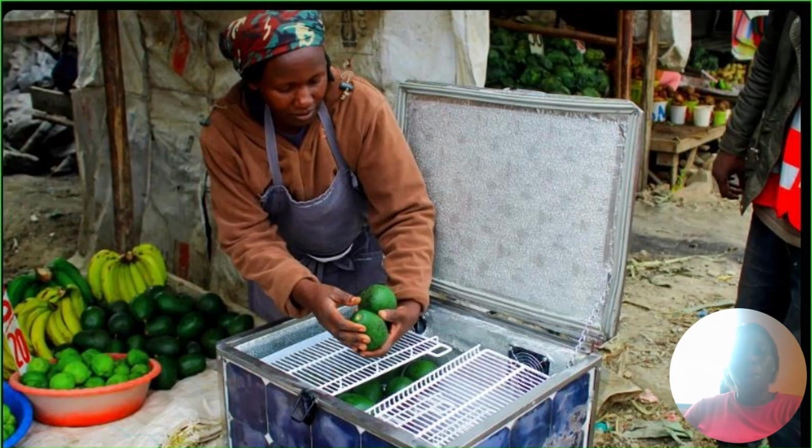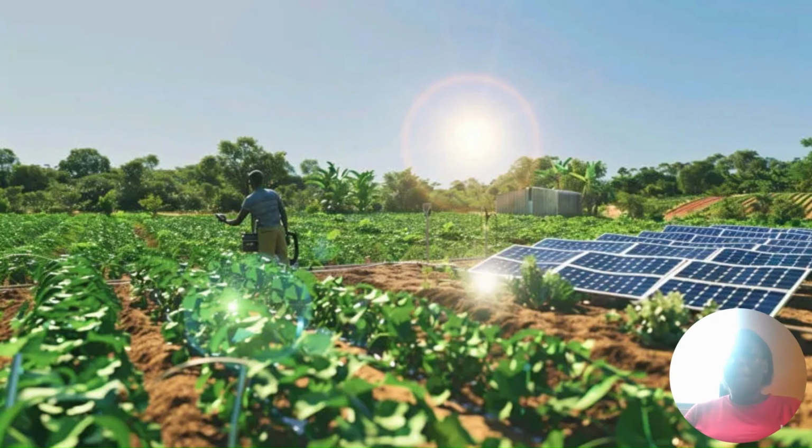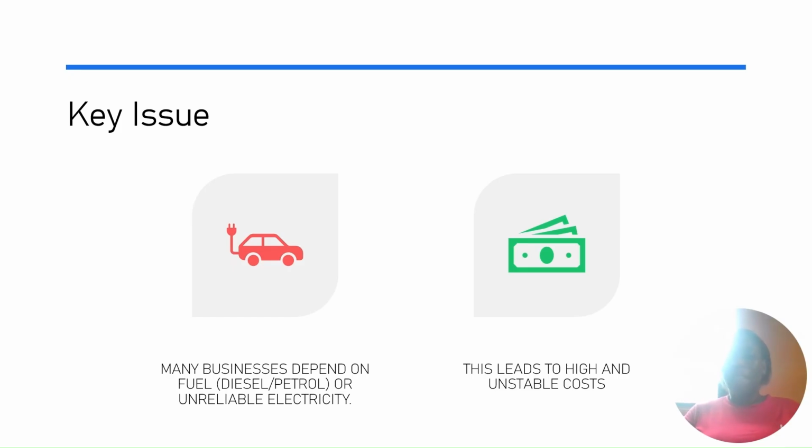This is a picture of a woman trying to preserve her avocado using a solar refrigerator. There's also a picture of a farmer using solar panels to generate water for irrigation purposes. The key issue here is that many businesses depend on fuel, either diesel or petrol, or unreliable electricity. This leads to high and unstable costs.